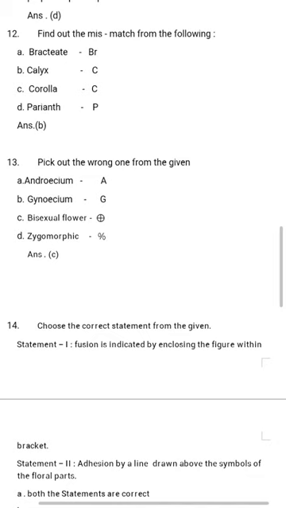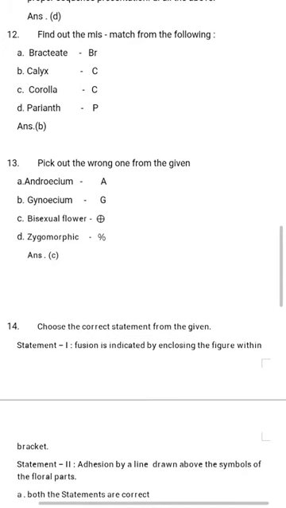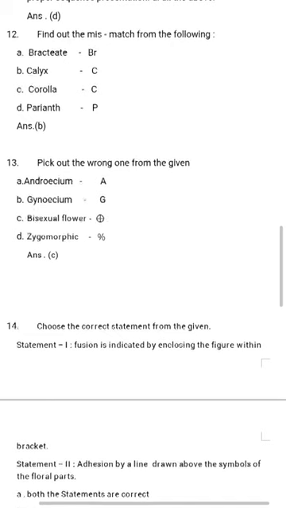Next, let us discuss option C. Corolla, indicated with the C, correct. Perianth, indicated with the capital P. This is also a correct pair. So the incorrect one in this is calyx, which is not indicated with the capital C, it is indicated with the capital K. So the correct answer for this question is option B.